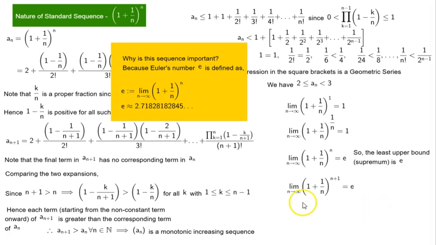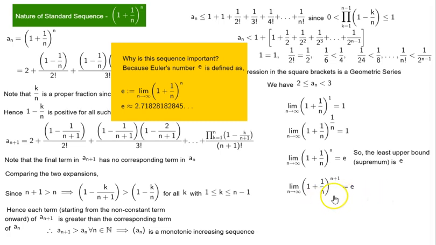Finally, we have limit as n goes to infinity of (1 + 1/n)^(n+1) is equal to e. Why? This can be thought of in two different ways. Limit as n goes to infinity of (1 + 1/n)^n times limit as n goes to infinity of (1 + 1/n). The power of n we already know is e. And to the power of 1, it will be 1. So e times 1 is e. That is one way of thinking.